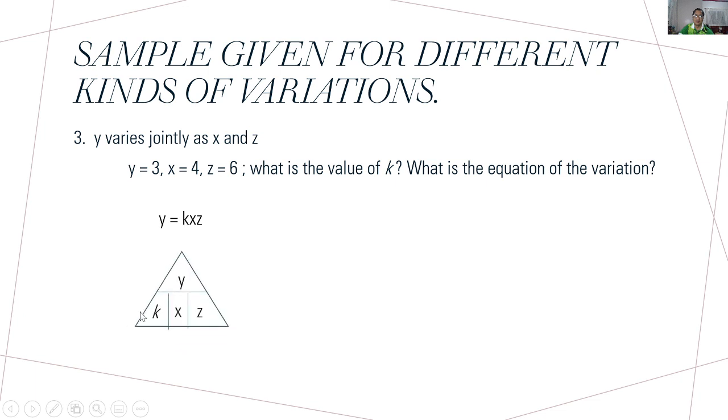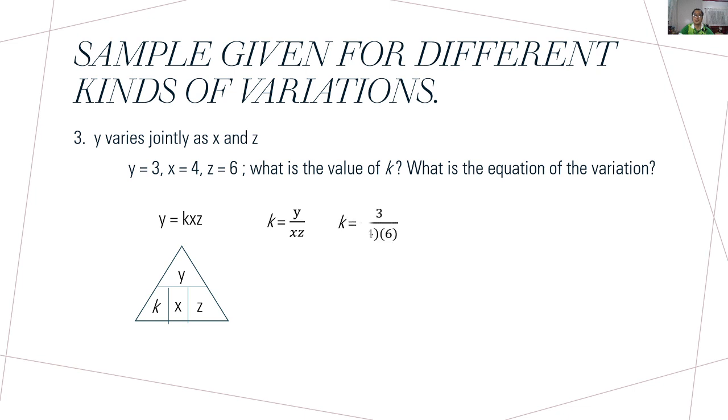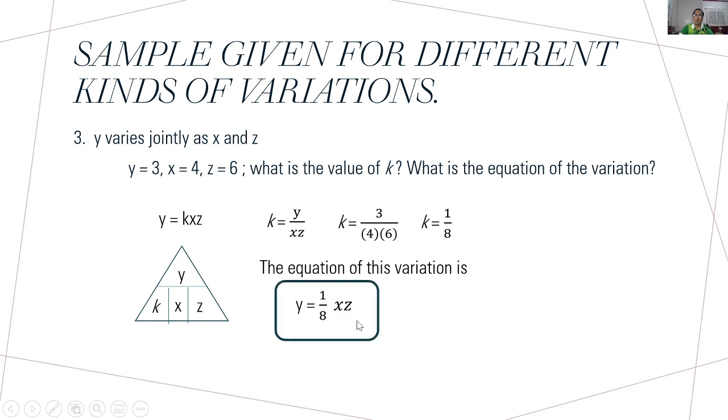So, triangular formula natin, ayan. K ang nawawala, ayun. Takpan, k equals, anong natira? Y over x times z. Substitute the values. 3 yung y, x at saka z, 4 at saka 6. This will be eliminated, 1/2, so that is 1 over 8. So yung k natin, 1 over 8. Equation of the variation. Balik tayo dito sa ating equation. Palitan lang yung k. Y is equal to 1 over 8x times z. This is the equation of variation.